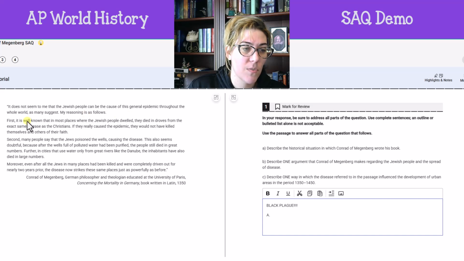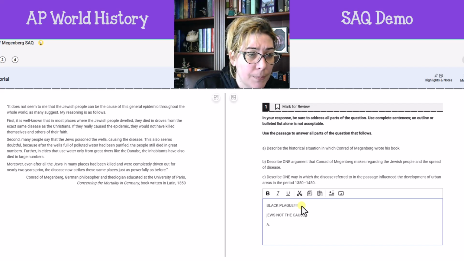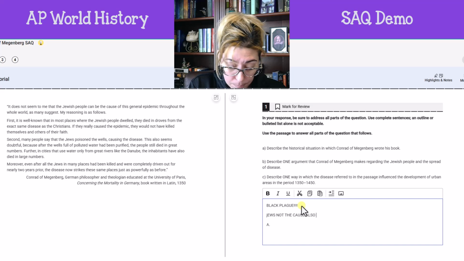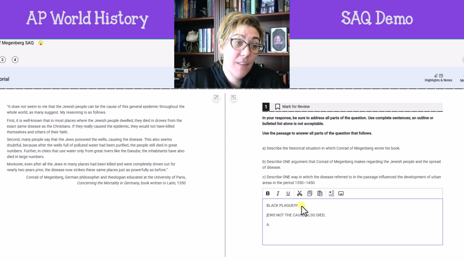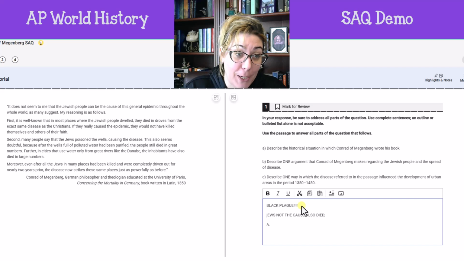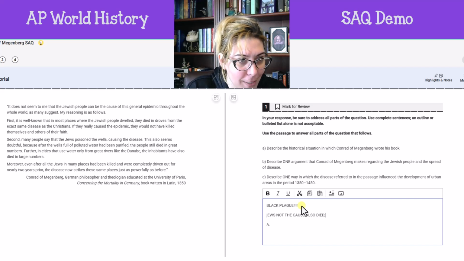My reasoning is as follows. First, it is well known that in most places where the Jewish people dwelled, they died in droves. Okay, Jews not the cause. Well, they also died from the same exact disease as the Christians. If they really caused the epidemic, they would not have killed themselves. That's a valid argument in others of their faith. Yeah, okay, that's pretty solid.